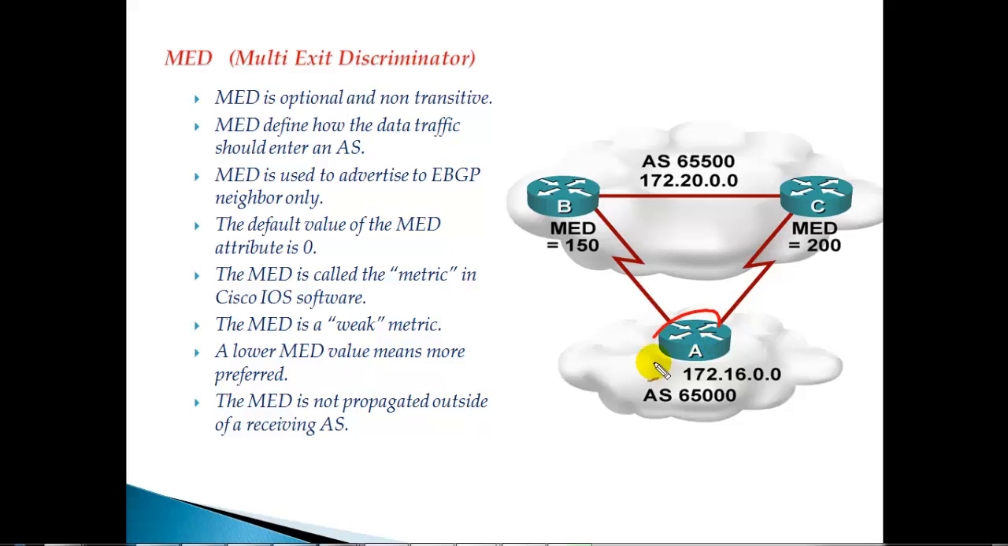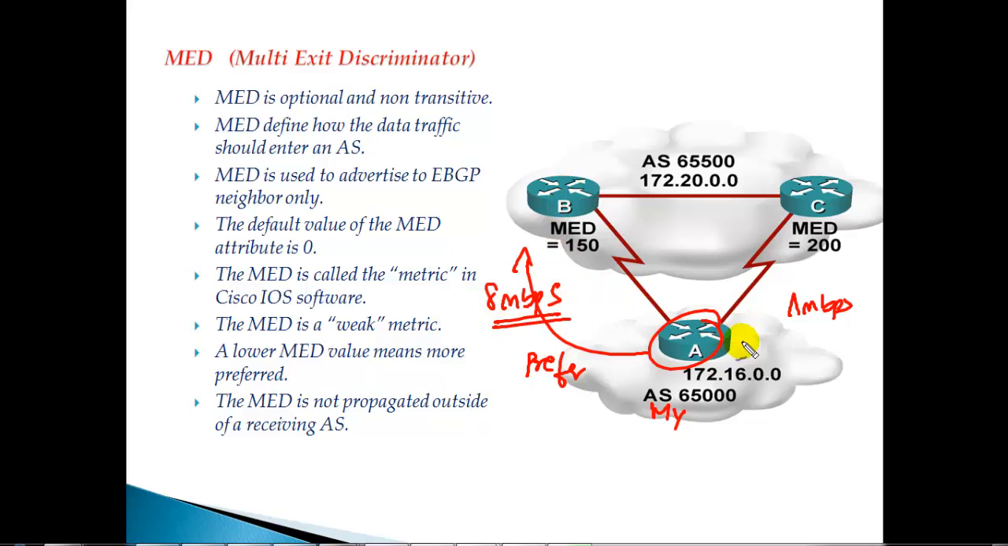In my scenario, this is my autonomous system number, and I want to ensure that all my traffic leaving the autonomous system number should be preferred over this link. Maybe by default it is using some other route, and the reason for that is maybe this is your high-speed link and the other link is just a 1 Mbps link, and I want to ensure that all my traffic should exit via this side.